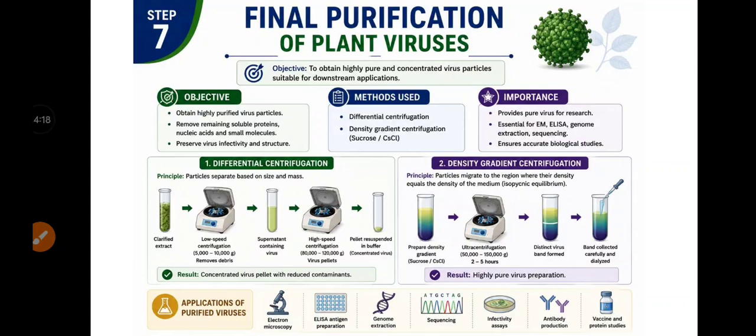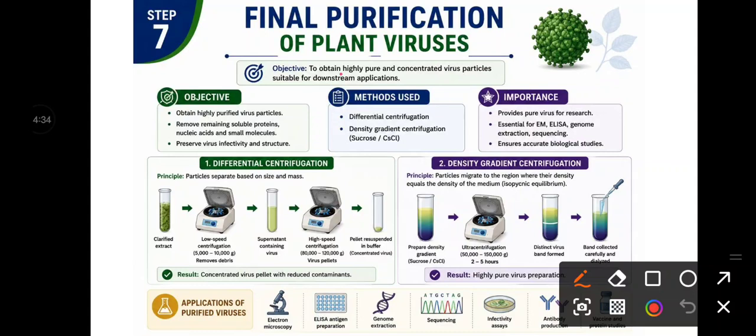Then the final step is the final purification of plant virus. Three steps we have discussed: clarification, partial purification, then ultimately the final purification of plant viruses. The major objective of this is to obtain highly pure, concentrated virus particles suitable for downstream applications. What downstream applications? Like identification, characterization, physiological studies, as well as infectivity studies of the virus.